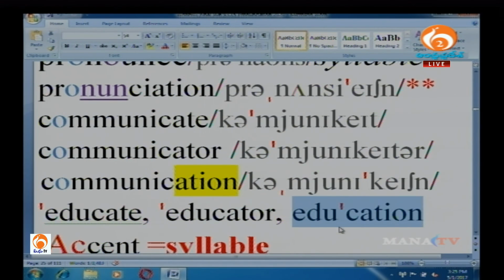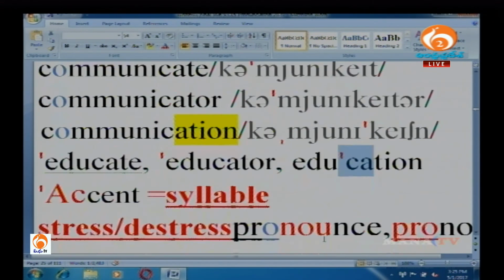But here's education. So here's a rule. Anytime you see TION, that's a syllable, shun, the syllable before that takes the primary accent. It's an unwritten rule. Education. So from today onwards, never say education. Wrong accent and wrong pronunciation. You have to say education.